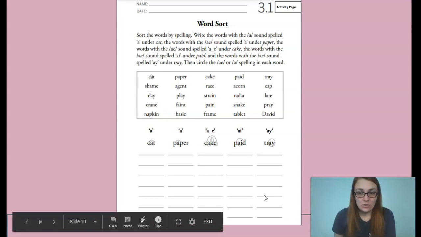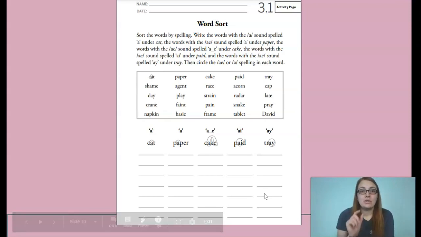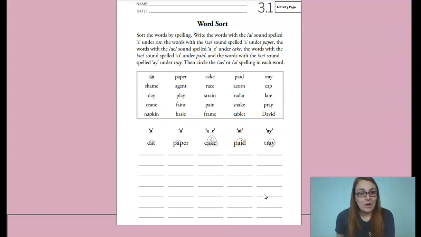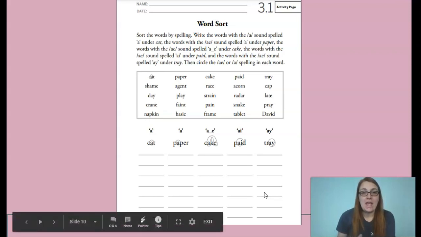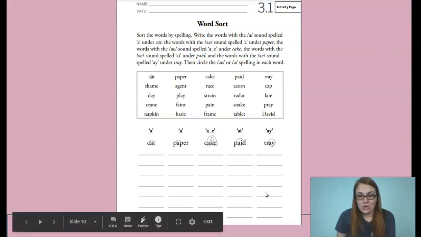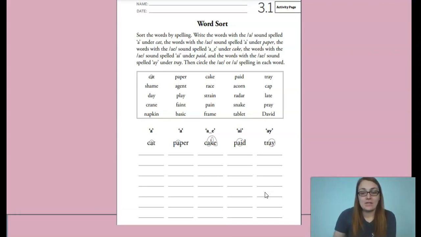This is very similar to the last sort we had. And you're going to look at the word, how it's spelled and how you pronounce it, and put it in the correct category. Also circling, or making a horseshoe circle, of the letter or letters that make the A sound. So like in cat, A is circled, in paper, A is circled, A space E is a horseshoe circle in cake, AI in paid, and AY in tray. So go ahead and complete this. The next slide will show all of the answers, so pause here and work on it on your own if you have your activity sheet.